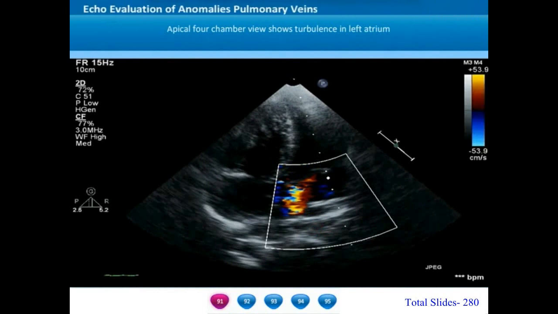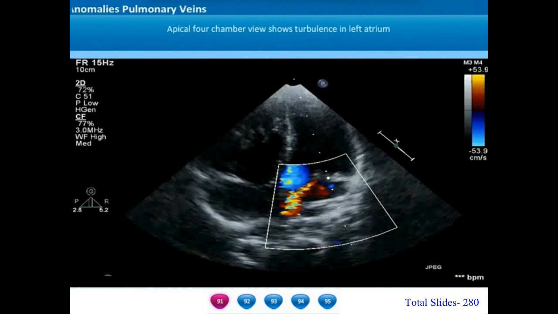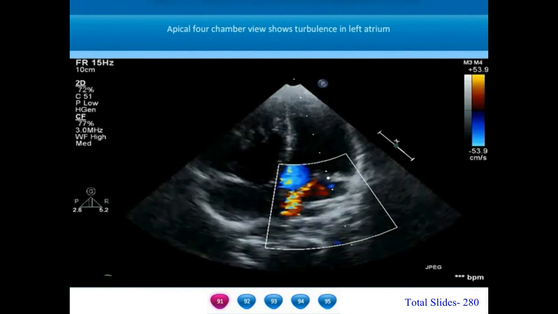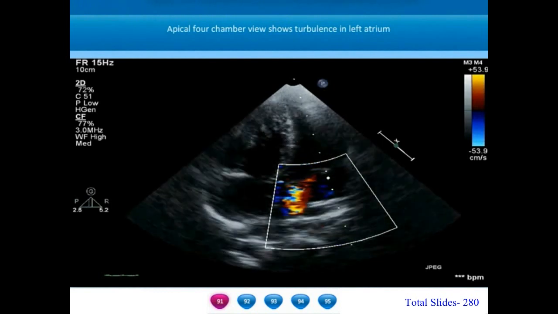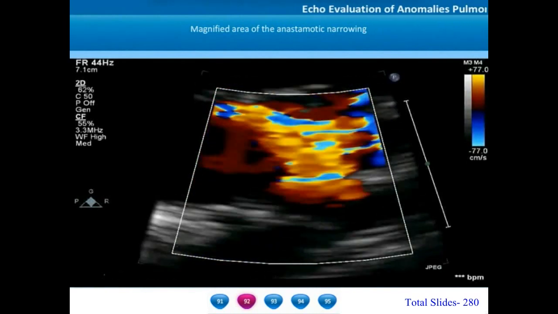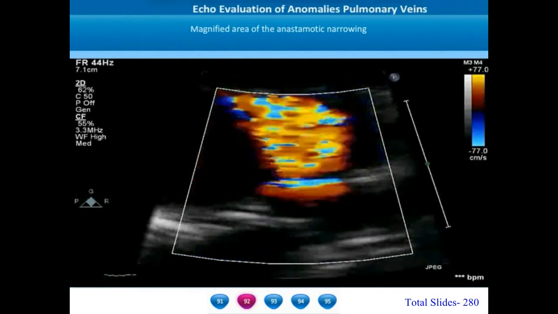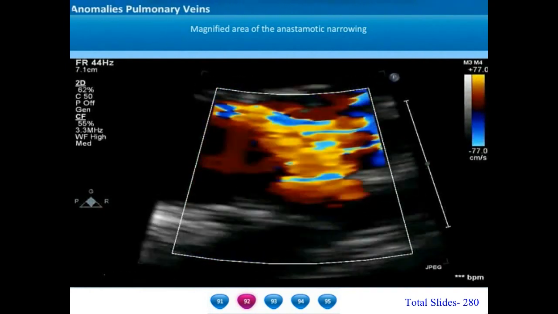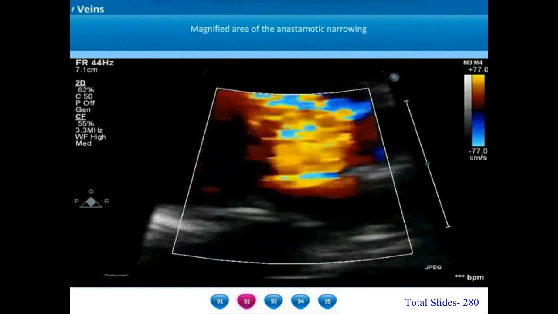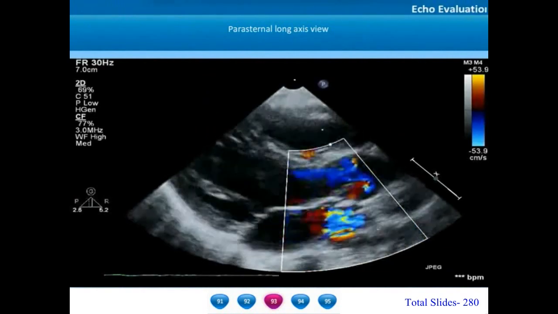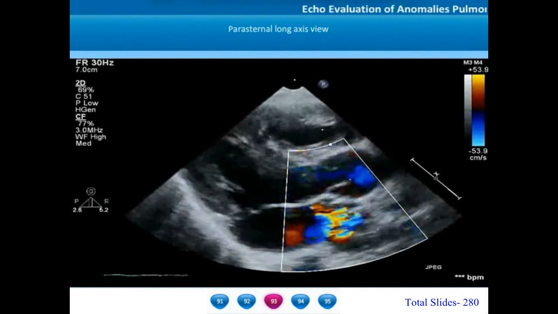In apical fourth chamber view, here we see that there is a mosaic flow across the anastomosis from the common chamber into the left atrium, indicative of obstruction at the level of anastomosis. We can zoom into the region of the anastomosis to clearly understand the anatomy of the anastomotic site. This is the common chamber to left atrial anastomosis. On a parasternal long axis view, we clearly see the substantial obstruction from the pulmonary venous confluence into the left atrium.